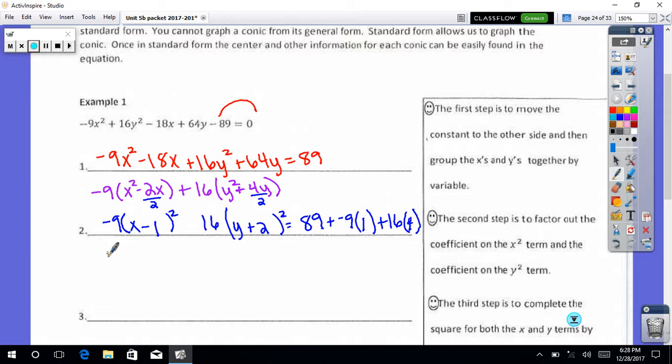Okay, we're going to simplify that just a little bit. I'm going to erase these steps right here. x minus 1 squared, y plus 2 squared. And I'm going to type all this in my calculator in one step. It's literally going to look just like it is there: 89 plus negative 9 times 1 plus 16 times 4. And I get 144.